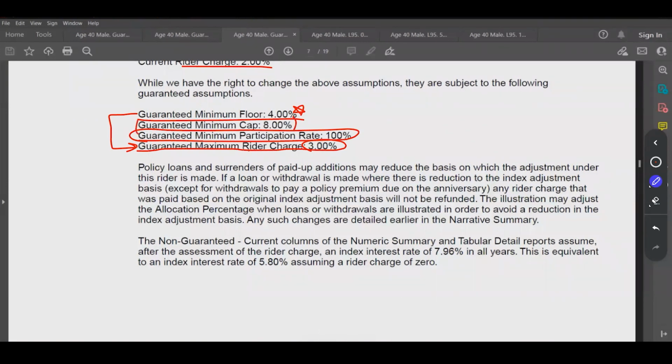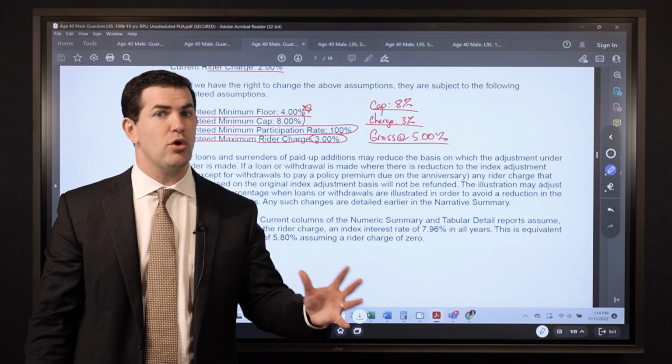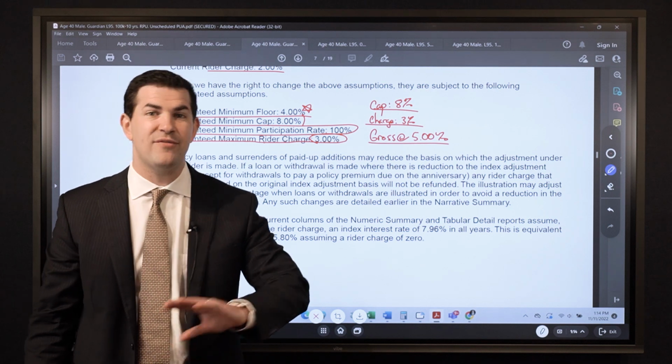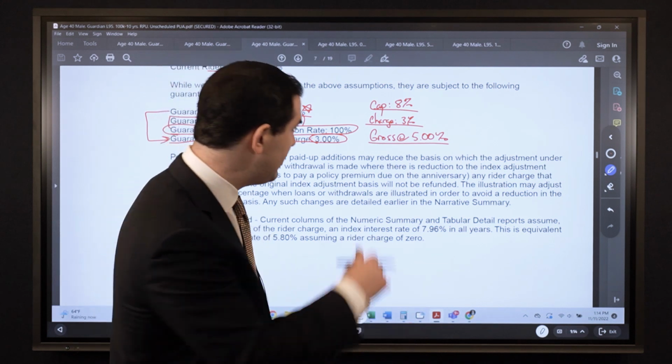But here we see guaranteed minimum cap, 8%. So how I look at that is, let's say the cap is 8%, and let's also assume that the charge is 3%. That brings me down to what? A gross of 5%. When I say gross, it's because if I were to look at a dividend rate of 5%, am I actually earning 5% on my money? No. The dividend rate is a gross rate that is applied to my cash value after the insurance expenses, mortality charges, everything that comes with the life insurance policy. The same thing applies here.